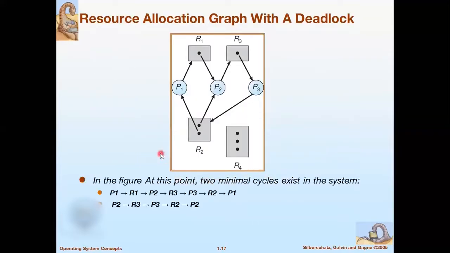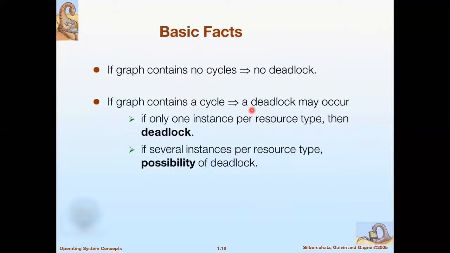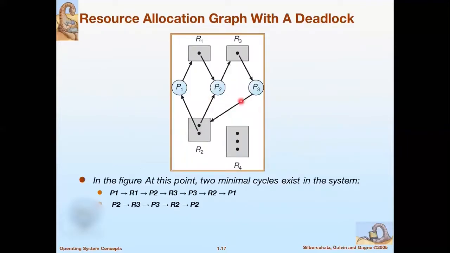Here in this slide, we can see an example of a resource allocation graph with a deadlock. To illustrate that concept of deadlock, we can consider here in the same previous graph that the process P3 requests an instance of resource type R2. Here we can see no instance of resource R2 is currently available. So a request edge is added from P3 to resource R2 in the graph.